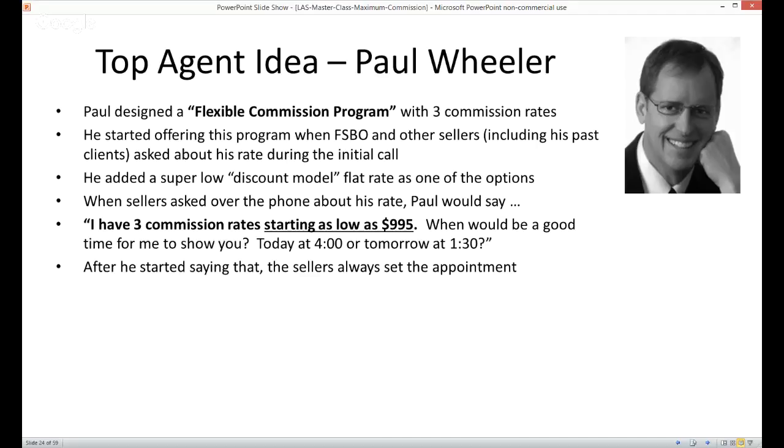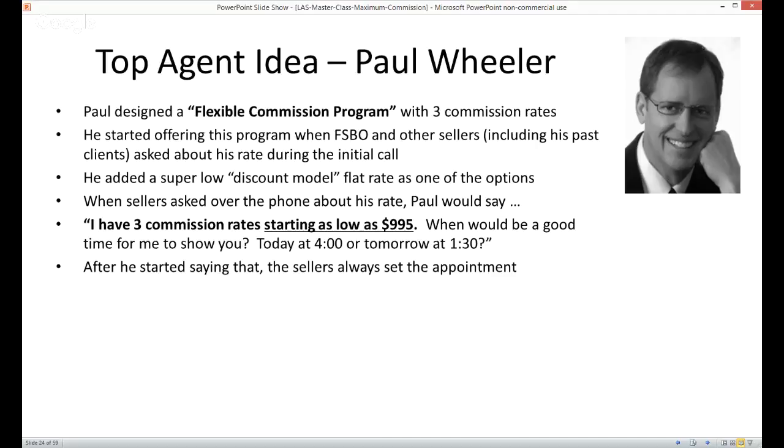After he started saying that, the seller always set the appointment, right? If they were focused on the low rate, the $9.95, they're excited, they want to hear about it. And even if they weren't asking about low rates, if he said that, they'd want to meet with him because they want to find out, well, what does that mean?